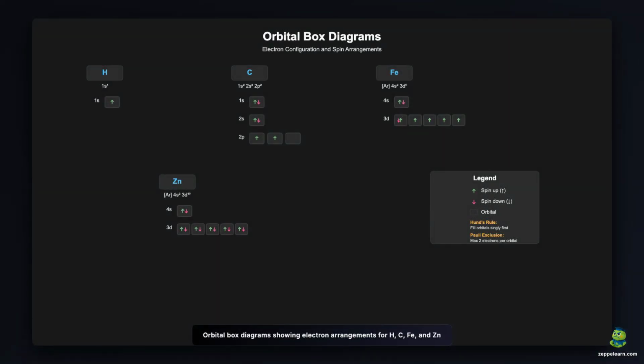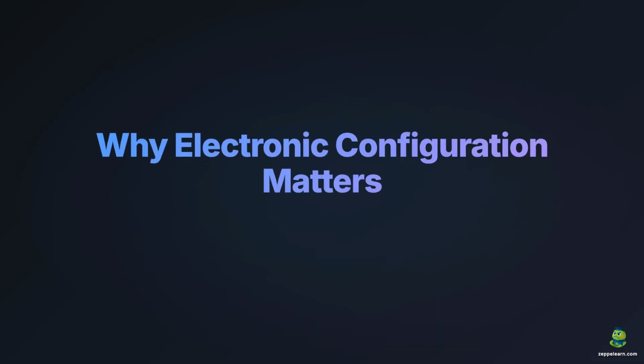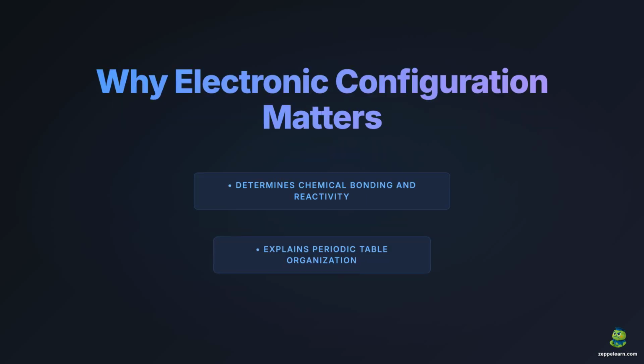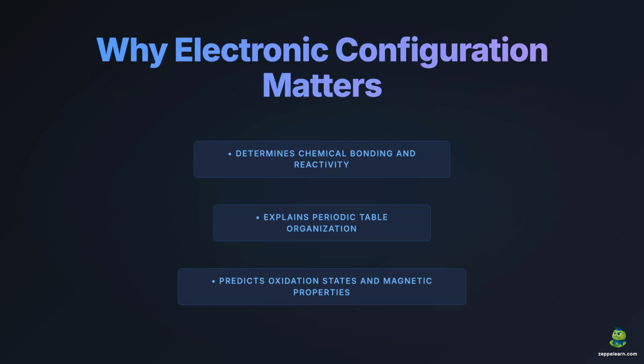These orbital box diagrams show how electrons are distributed in orbitals for hydrogen, carbon, iron, and zinc, with arrows representing electron spins. Understanding electronic configuration helps predict chemical properties, bonding behavior, and periodic trends. Valence electrons in the outermost shell determine chemical bonding and reactivity. Electron configuration explains periodic table organization and element properties. Transition metals show variable oxidation states due to d-orbital electrons.